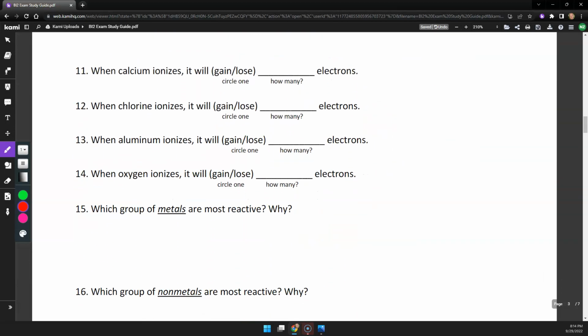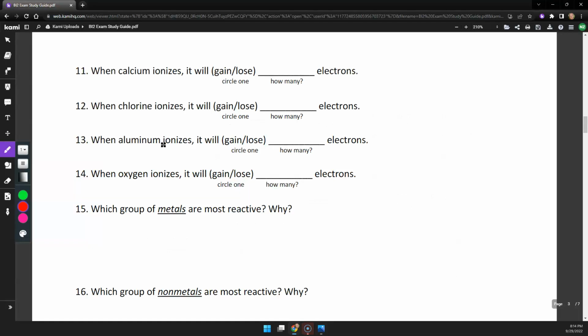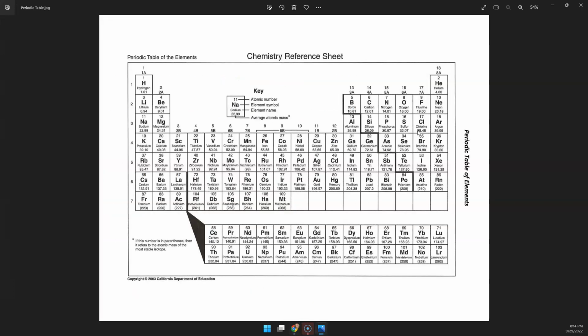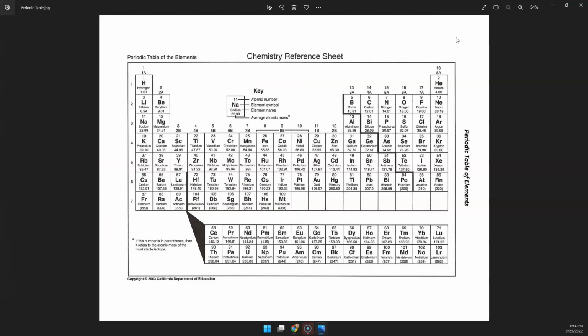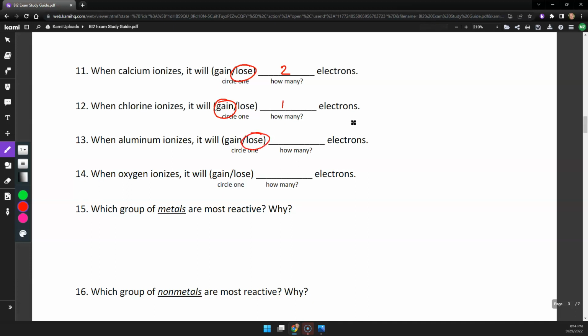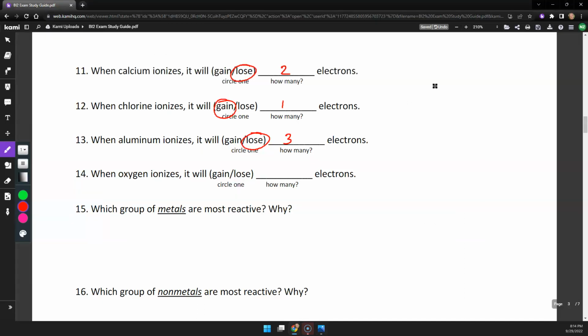All right, calcium. When calcium ionizes, it's going to gain or lose electrons. So let's take a look at this. Calcium is in group 2. It is going to lose electrons, and it's going to lose 2. Chlorine. Chlorine is in group 7. It's going to gain an electron to get to 8. Aluminum is in group 3A. It's going to lose 3. Oxygen is in group 6. It needs 2 to get to 8, so it's going to gain 2.